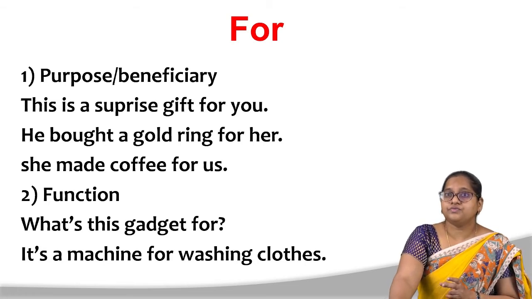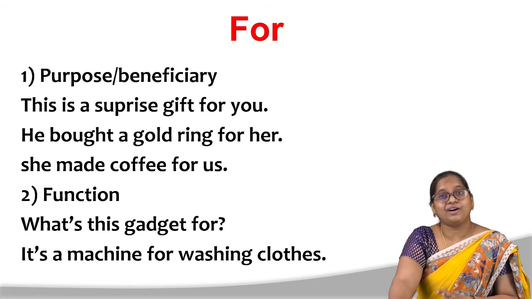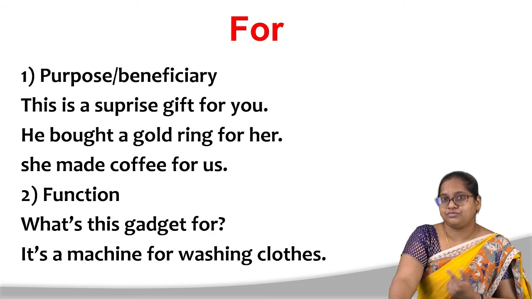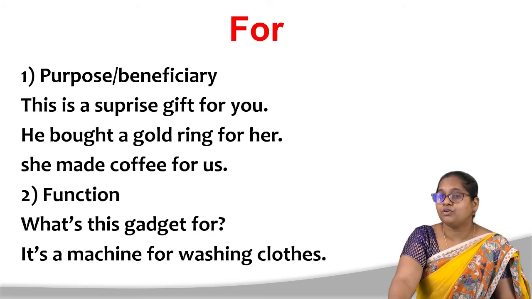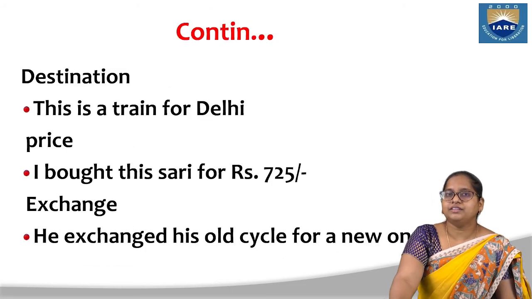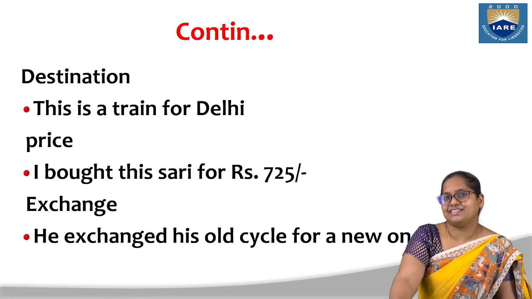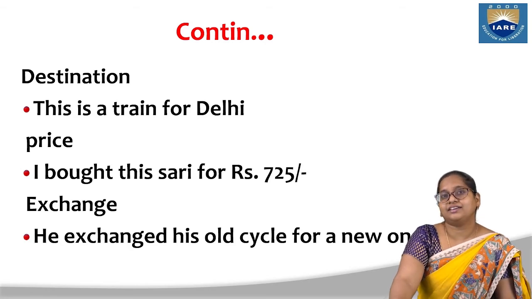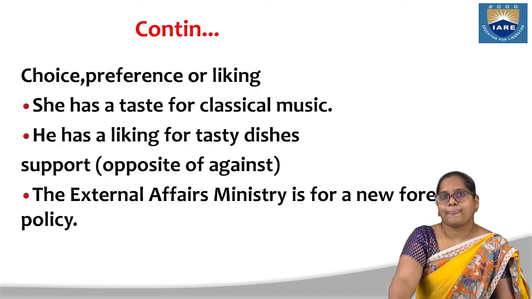And also you can use for when you are talking about function. What is this gadget for? It's a machine for washing. You can use for when you're referring to destination. This is a train for Delhi. I bought this saree for 700 rupees.